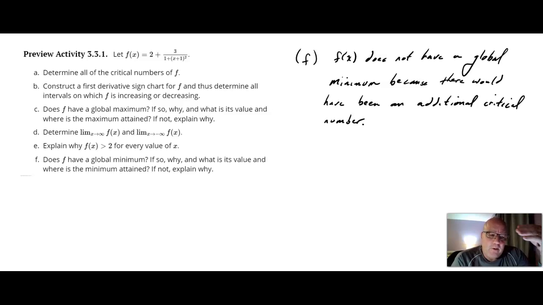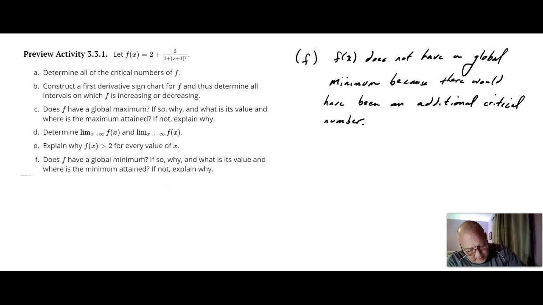But the reality is, the only way a global minimum could happen is at a critical number. The only critical number we got was x equals -1, and we found out that that was a maximum, an absolute or a global max. So there can't be a global min. If there were a global min, there would have been another critical number.